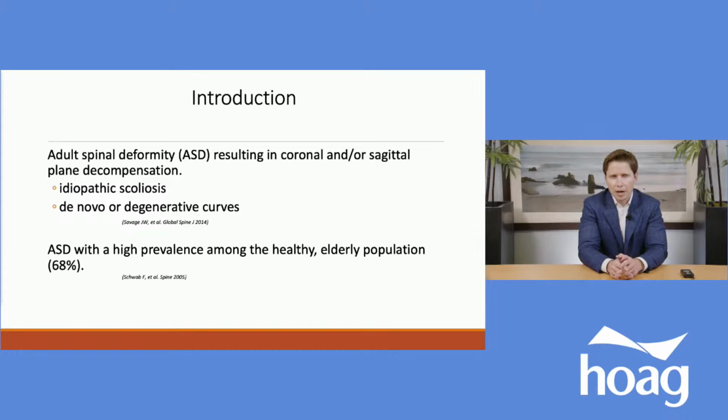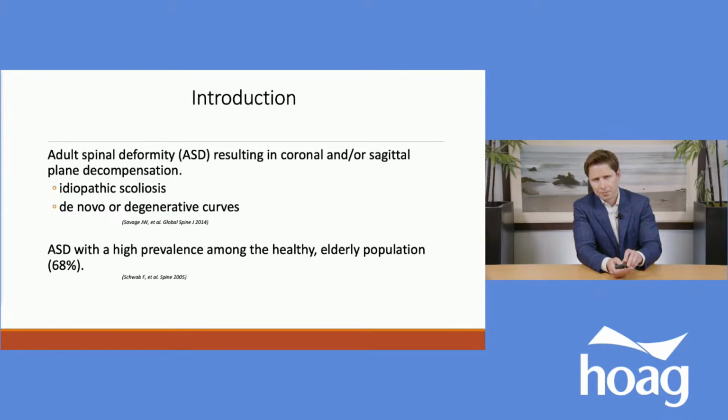The deformity can arise from idiopathic scoliosis that has carried over from the patient's childhood years and then developed as they've gotten older, or it can be a de novo deformity that has progressed over the years due to degenerative methods and processes. Adult spinal deformity has a high prevalence in the elderly population, especially between the ages of 60 to 80 years of age.